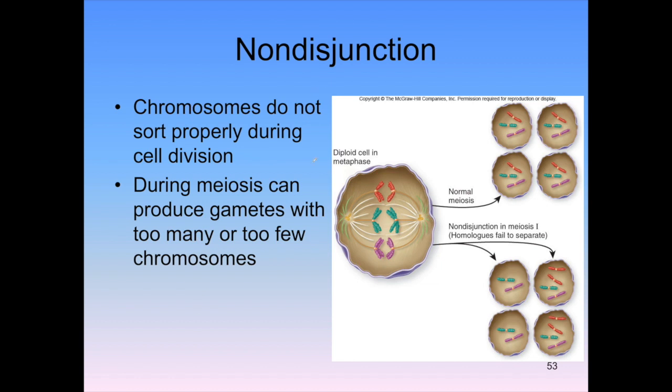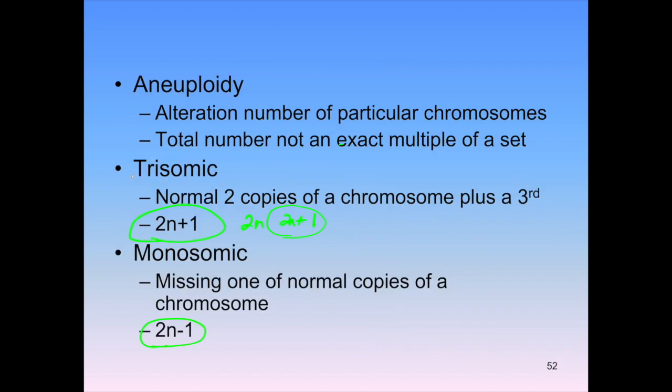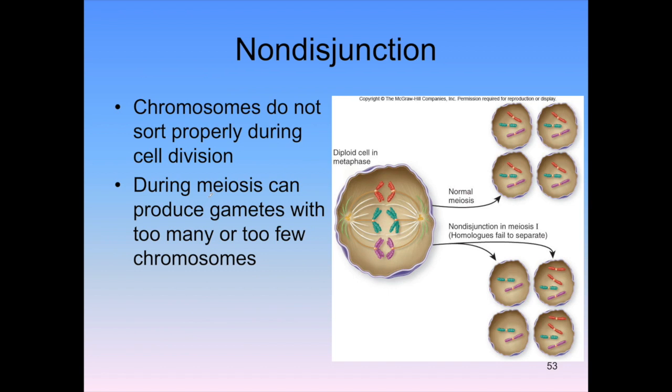Then we have the property of nondisjunction. Aneuploidy, whether trisomy or monosomy, is the result of nondisjunction. In nondisjunction, we get improper sorting of our chromosomes. So you can see here in normal meiosis, each of the haploid cells from this diploid cell would get 1 red, 1 green, and 1 purple. So that's what we have here, and these are our normal gametes.